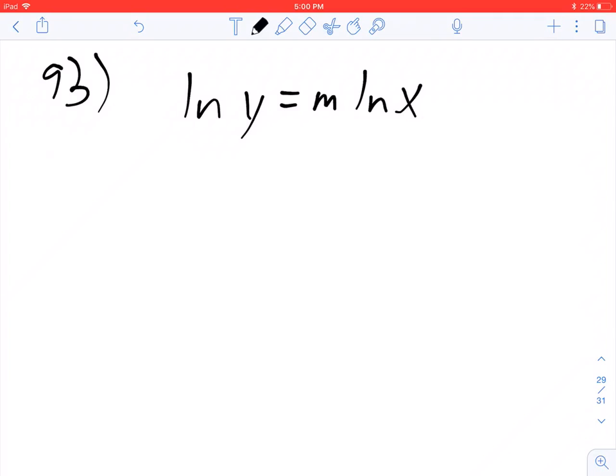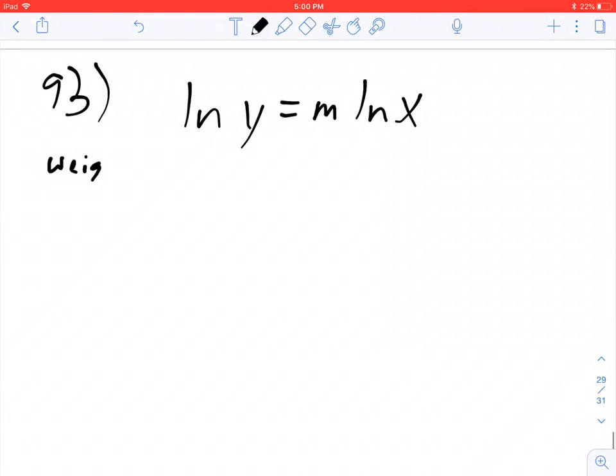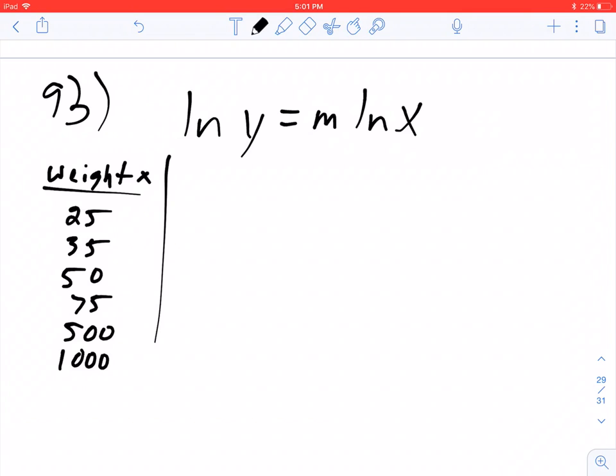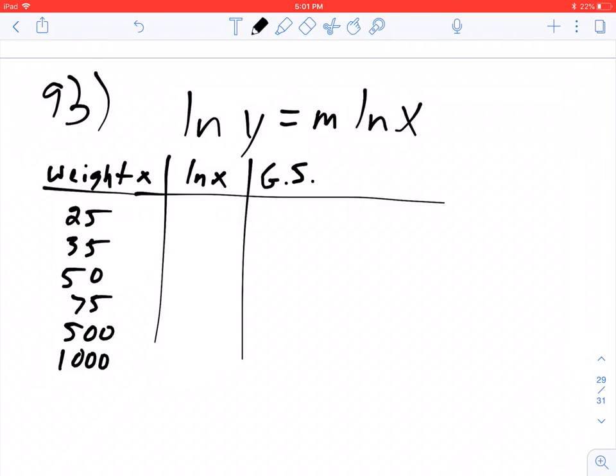So what we actually have to do is create a new table. So we have this weight, and we have these: 25, 35, 50, 75, 500, and 1,000. That's our x. And then I'm going to leave an extra column here because we're going to do natural log of x. And then we have our galloping speed, I'm going to put GS for galloping speed. That's our y. And then we're going to take natural log of y.